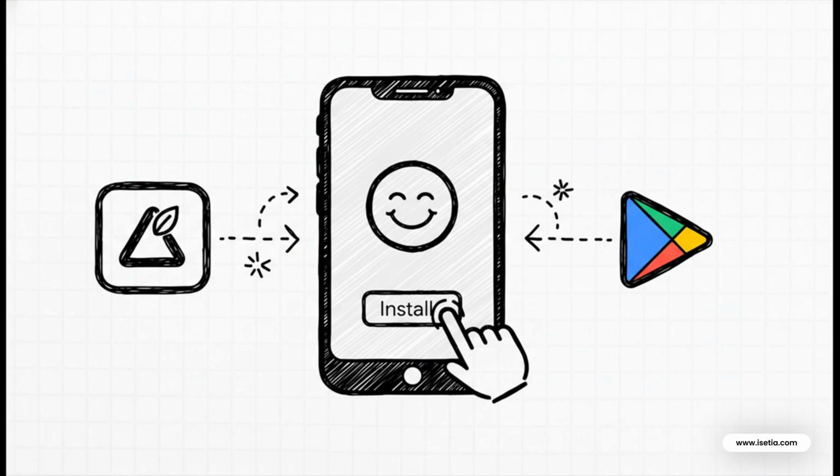Okay, so first things first, how do you even get it? Super simple. No special links, no weird downloads. Just head over to the Apple App Store or the Google Play Store, whatever you're using, search for ISETIA Connect, and boom. Installation is just a tap away.